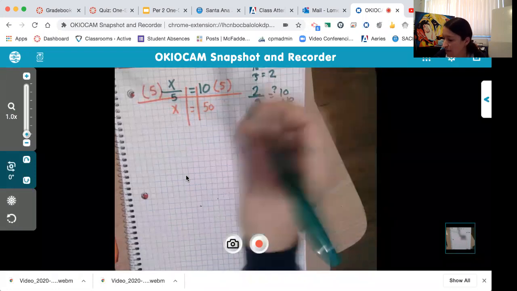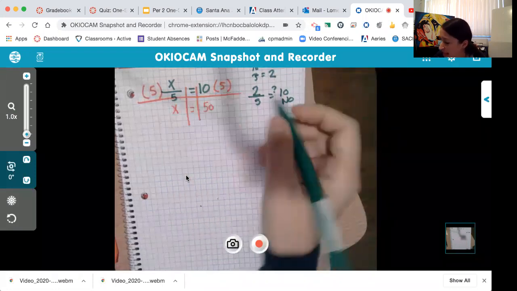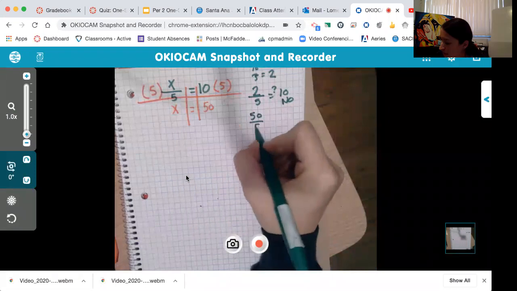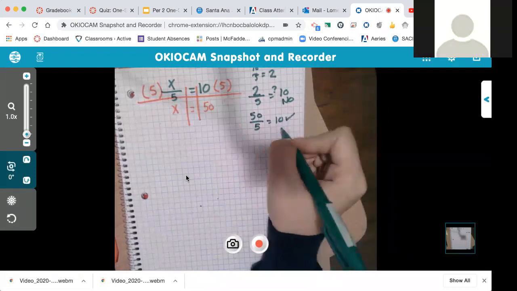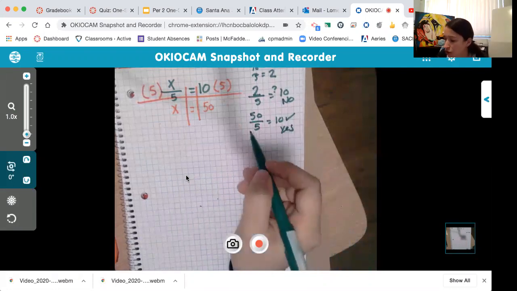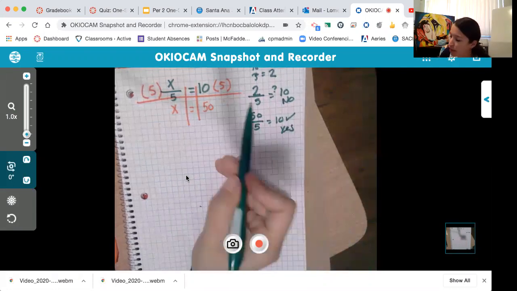No. But if I have 50, if I plug it back to x, what's 50 divided by 5? 10. Oh, that checks out. Yes, I did it correctly. So if you ever want to know if your answer is correct, you just plug it back in.